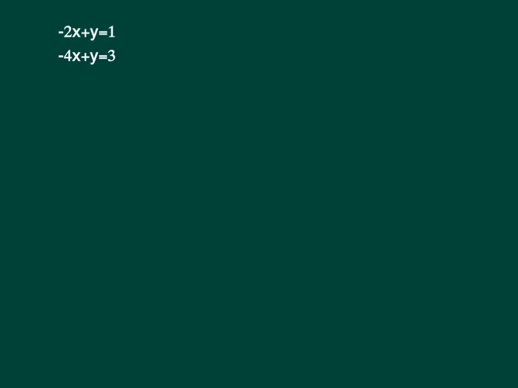So let's go ahead and take a look at an example. Negative 2x plus y equals 1 and negative 4x plus y equals 3. So this is a system of equations. We have two variables and two equations.